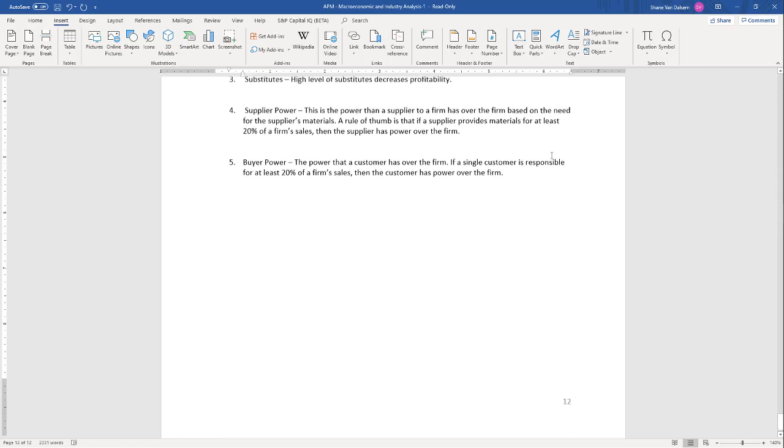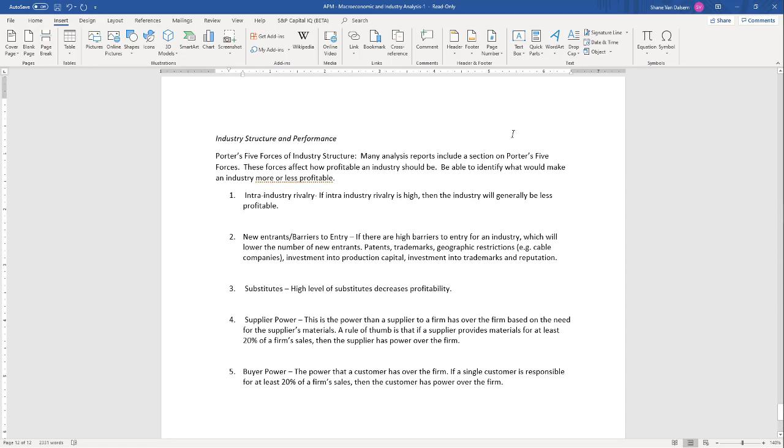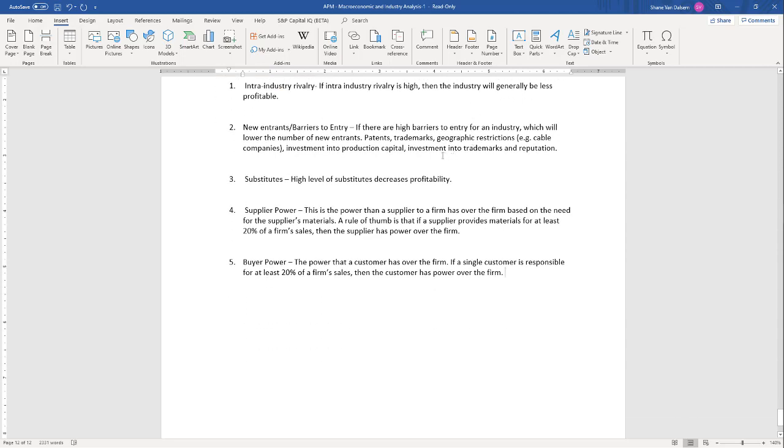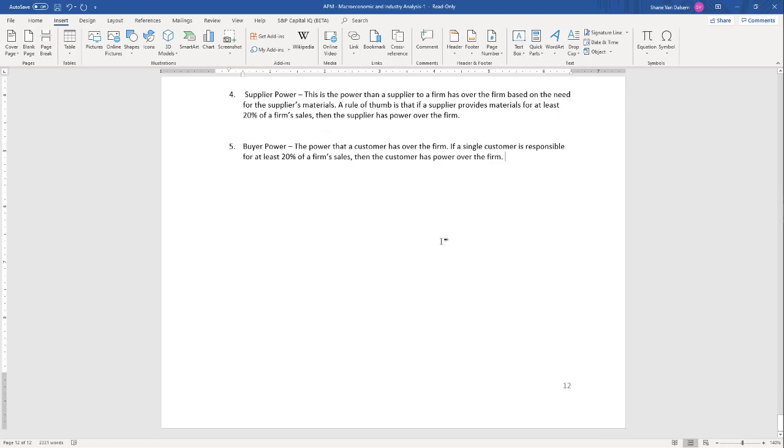So these are the things that make an industry profitable or not, and things you should evaluate as you look through different industries for investment ideas. This finishes the notes on macroeconomy and industry analysis.